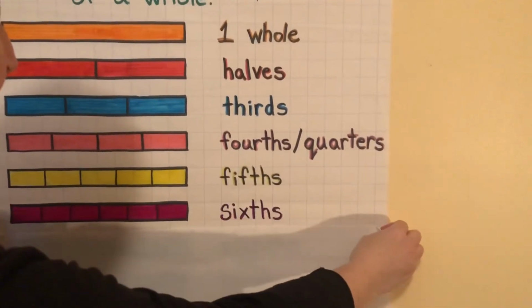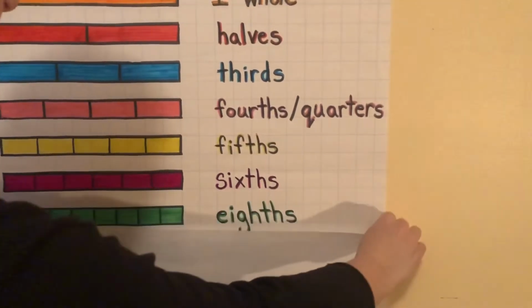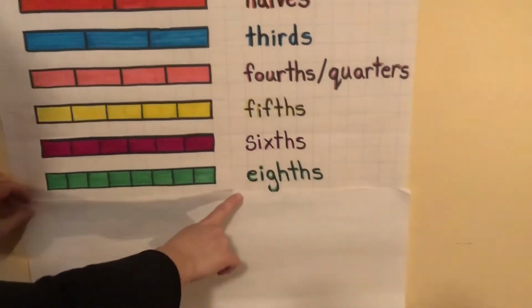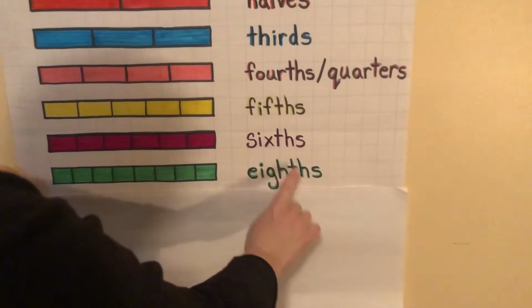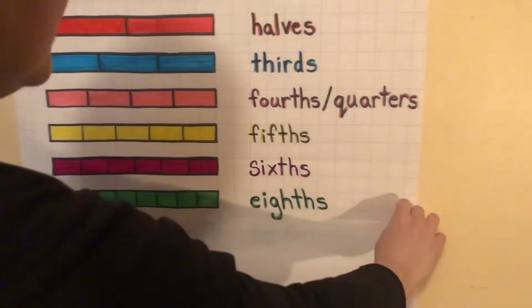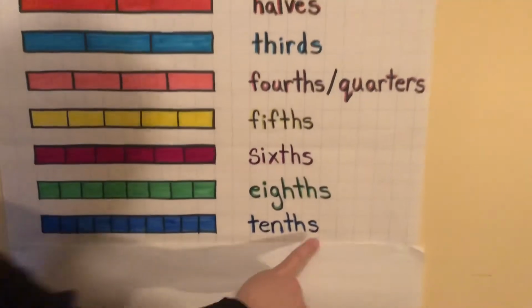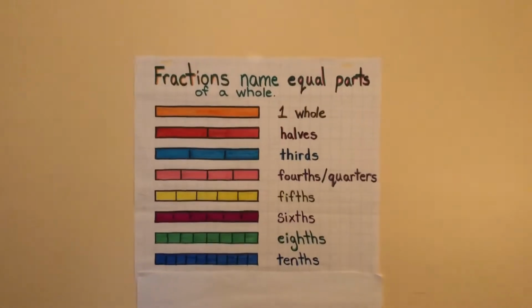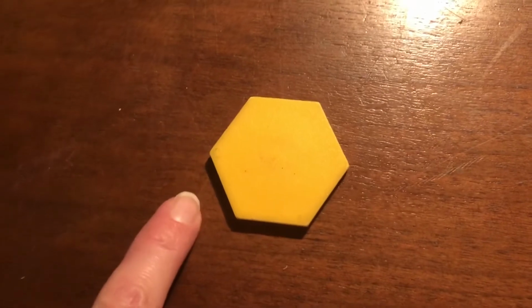6 equal pieces is called sixths. I just jumped over to 8 equal pieces, which is called eighths. So now we're getting into the numbers and we're adding a THS, or on 8 we're just adding an HS. And then 10 equal pieces would be called tenths. So if you can see the whole chart, those are the words you're going to need to know for this math unit. So we can cut anything into fractions, and we're going to work with our pattern blocks today.